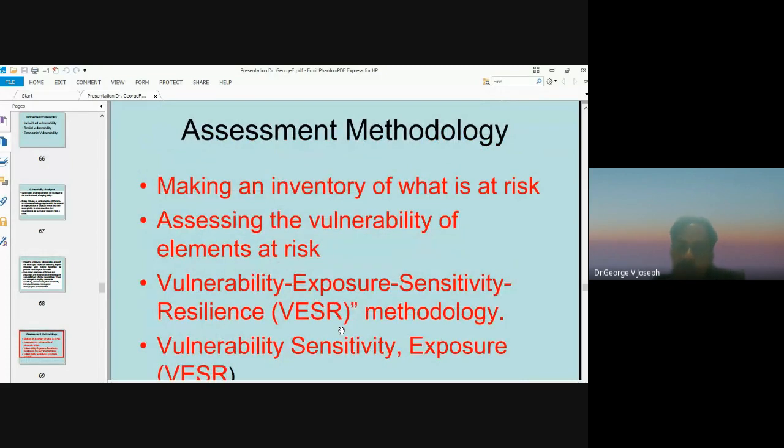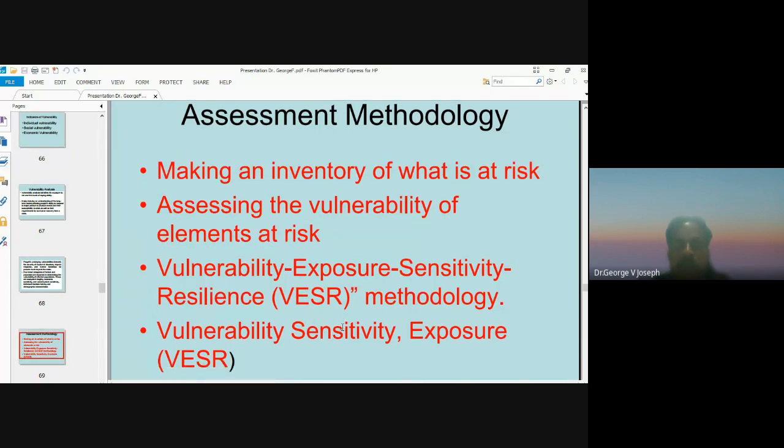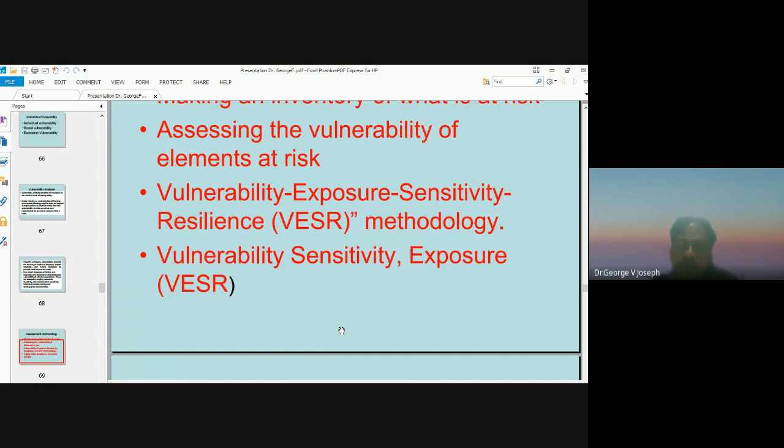So first of all, make an inventory of the things which are at risk, then the elements at risk, vulnerability and exposure, and the resilience system which exists there. This way we can assess. These methodologies can be used for assessing vulnerabilities.